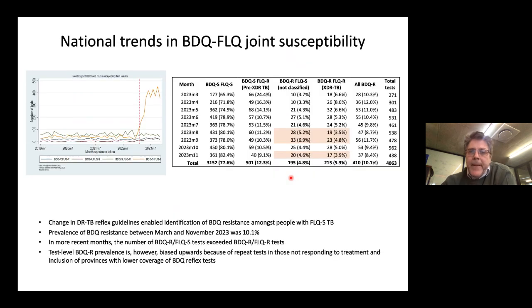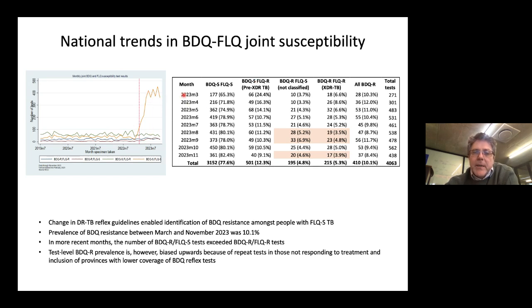Now on the left-hand graph, we've taken the bedaquiline and the fluoroquinolone results and combined them into a joint susceptibility test result. In yellow, with the number of tests on the y-axis and the month along the x-axis, we see the number of patients sensitive to both drugs. And we see this massive increase as a result of the change in guidelines, as expected, as we changed to testing all those with RIF-R.